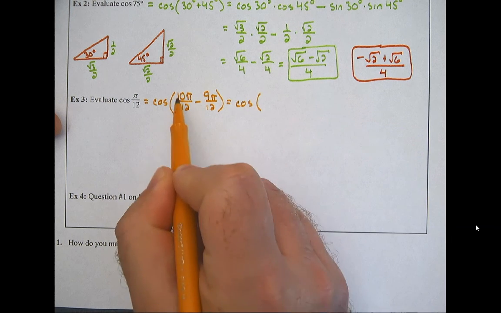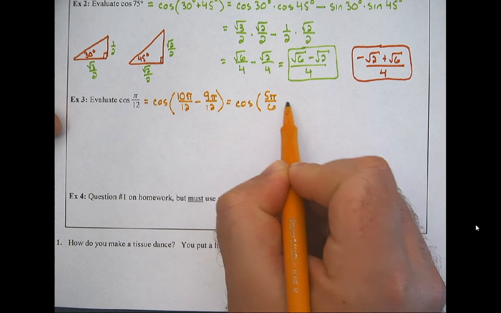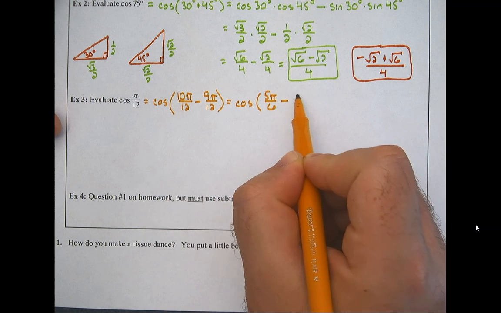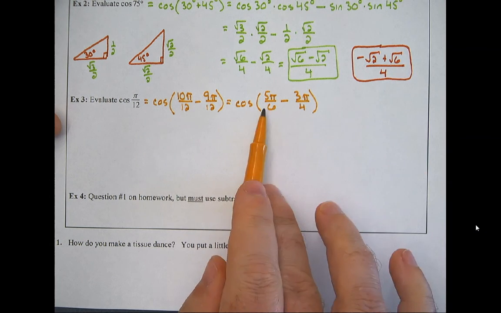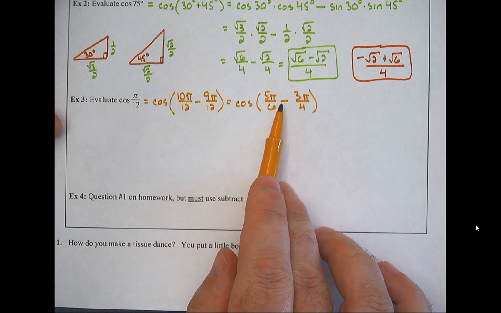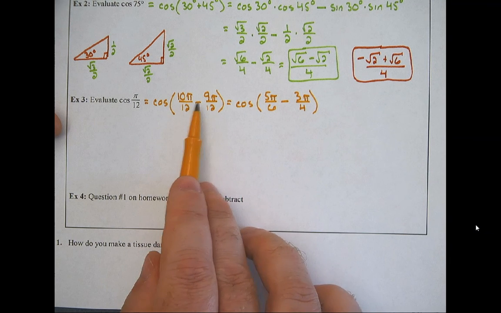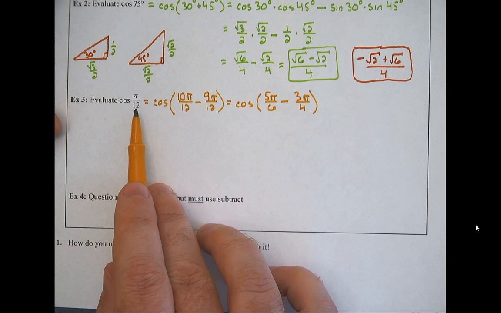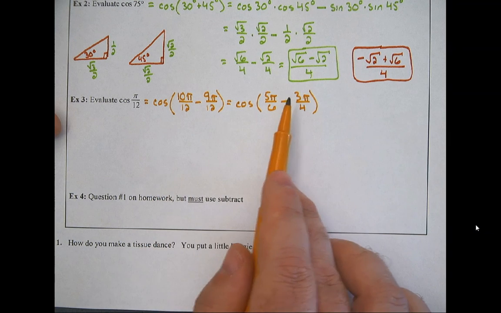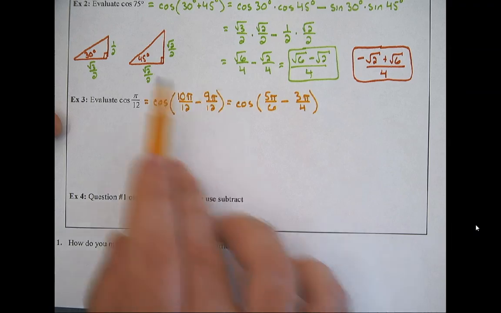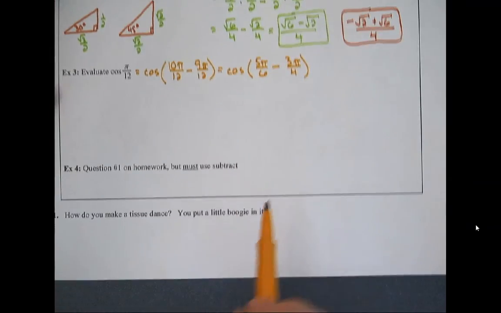Cosine of the quantity, what's 10 over 12 reduced to be? 5 pi over 6. 9 and 12 are both divisible by 3. 3 pi over 4. Now I have two angles that I can use to build triangles in the unit circle. Here I didn't. Pi over 12, that's not a nice place. 10 over 12 and 9 over 12, I don't know where that is, but once I reduced them, that allowed me to draw some special right triangles.